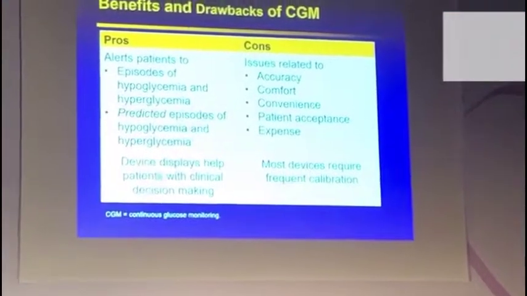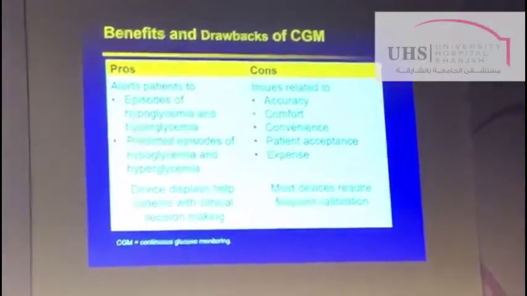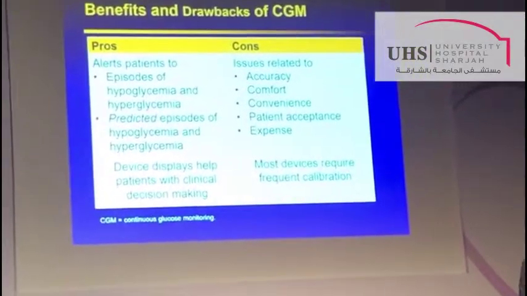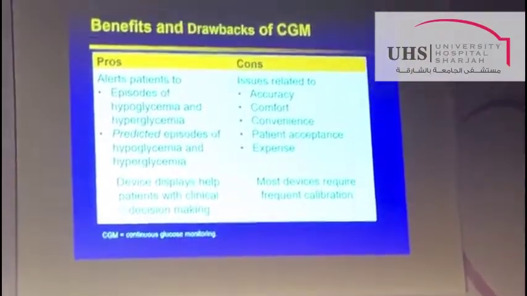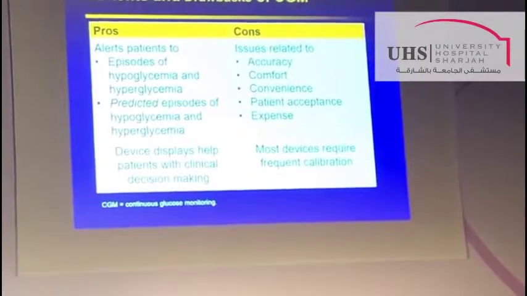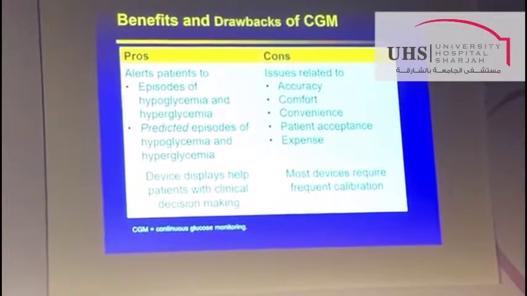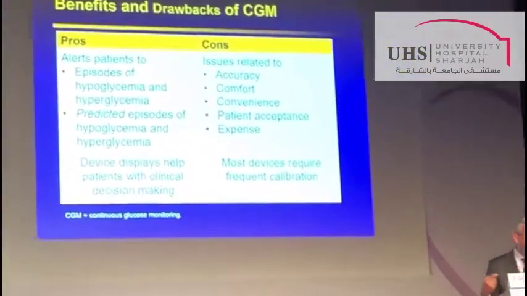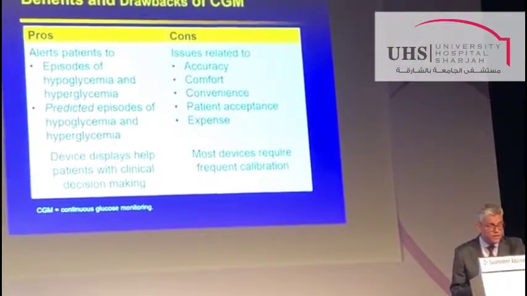Parameters in some of the CGMs we are using show you whether the blood glucose is going up or down, and the speed of the blood glucose rise or decrease. The cons are that accuracy is still an issue. It can also be uncomfortable to have something attached, and there is some noise, although you can make that silent. There are convenience and patient acceptance as well, whether they want something attached to their body, and the expense is, of course, still an issue because the technology is still expensive.